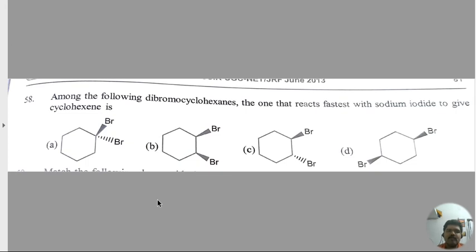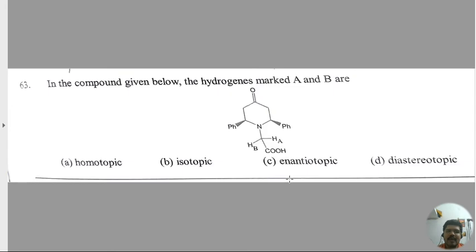Now question number 58. Among the following dibromocyclohexanes, the one that reacts faster with sodium iodide to give cyclohexene. So here the two bromine atoms should leave to give a double bond, which will be possible only if the two bromine atoms are anti-periplanar, which is happening in option C only. Here it is anti-periplanar, so option C is your right answer.